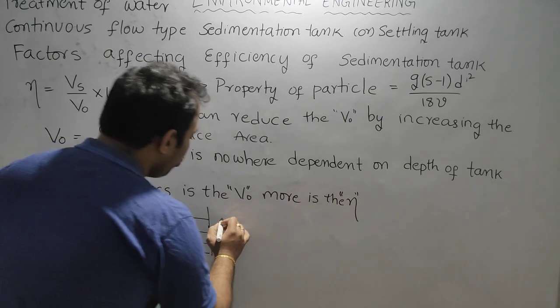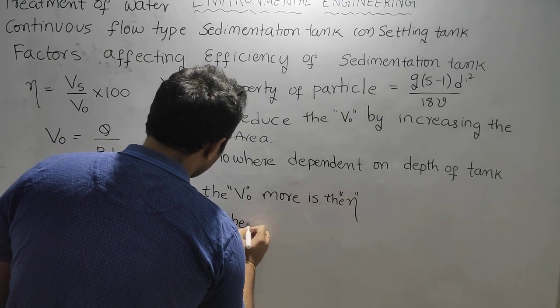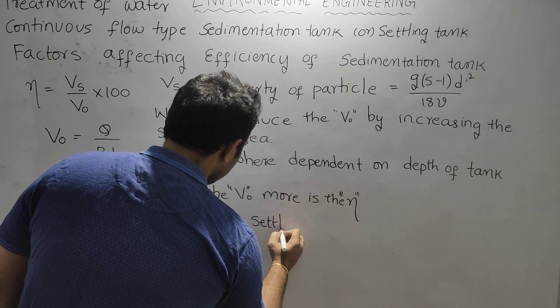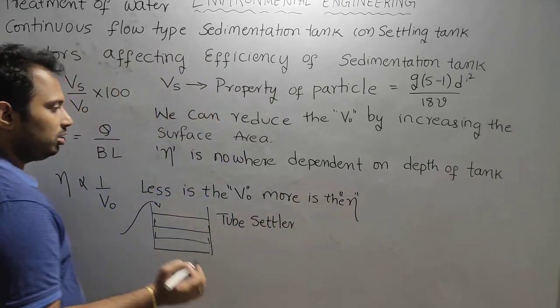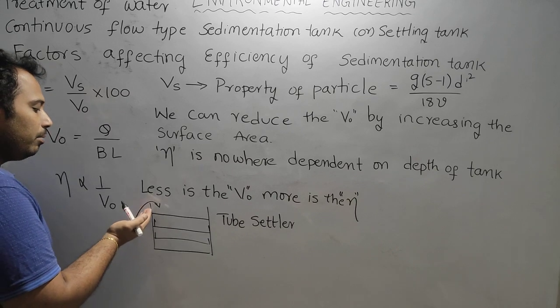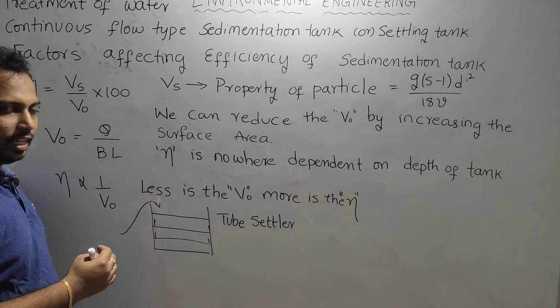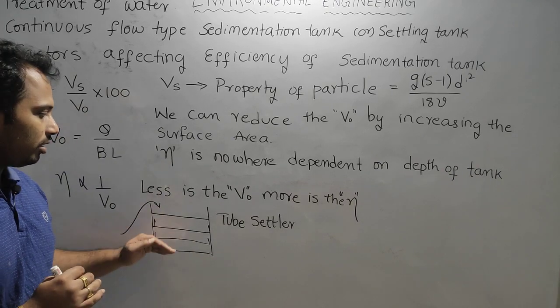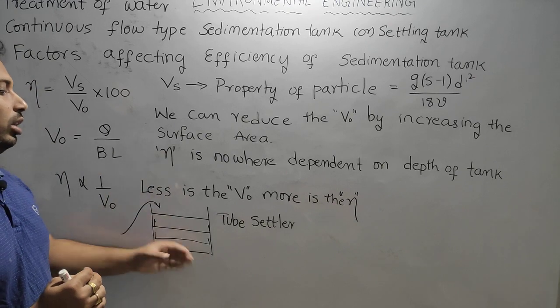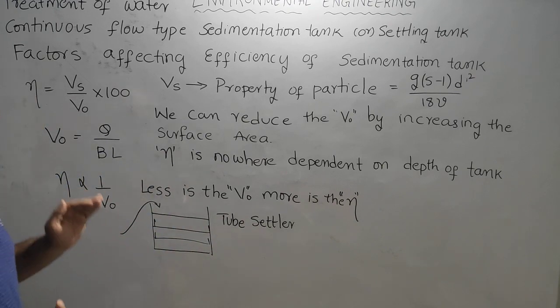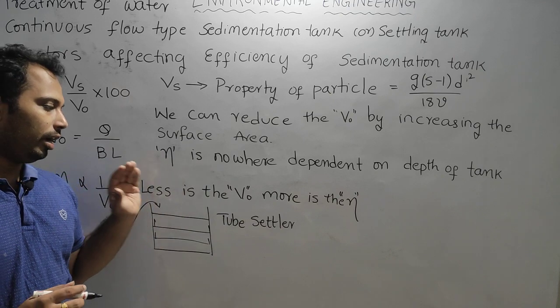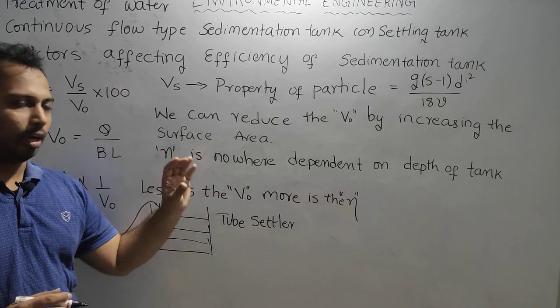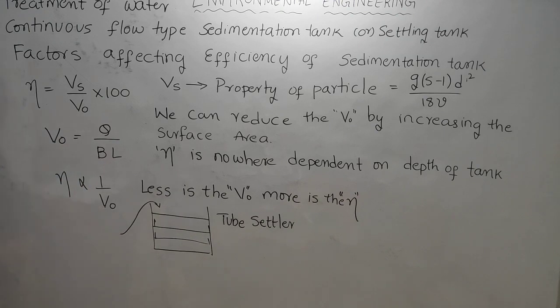This concept is called a tube settler. In order to enhance the efficiency of the sedimentation tank, we make some kind of compartment arrangement inside the tank to increase the surface area. That arrangement is called a tube settler. Tube settlers are the latest advancement in the sedimentation tank. So this is all about the sedimentation tank.